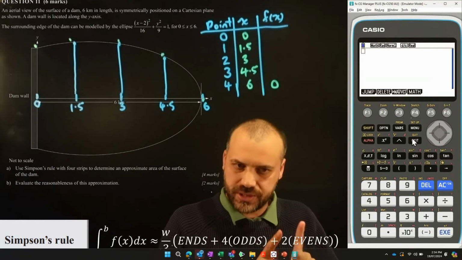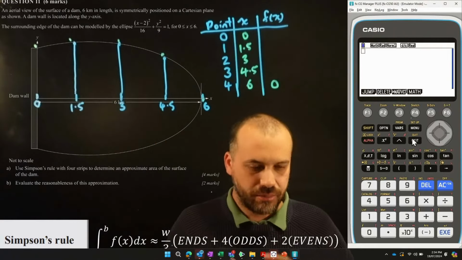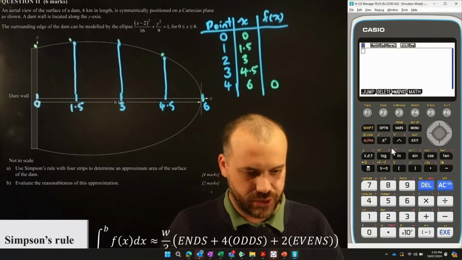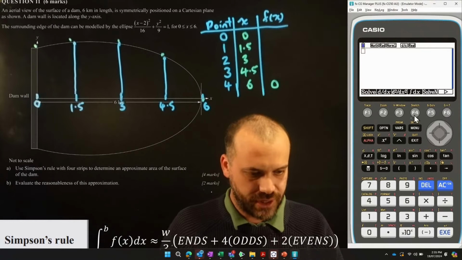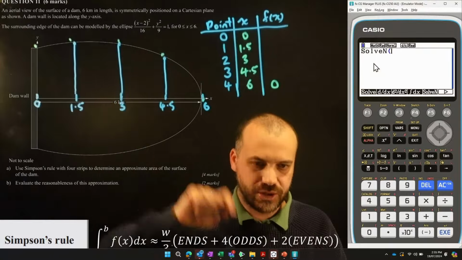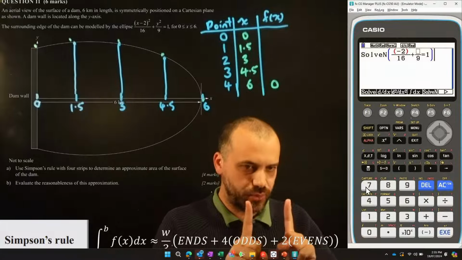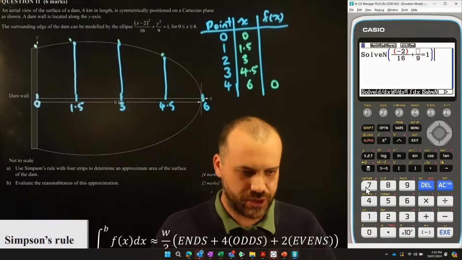The way that I'm going to put this into my calculator is I'm just going to type this equation out. But before that, I'm going to ask my calculator to solve it. So option, calc, solve. And then I'm going to type in this equation. All right, let me do that. Now, I've typed most of it out, but I haven't put in the x's and the y's yet. And there's a reason for that. I wanted to show it to you.